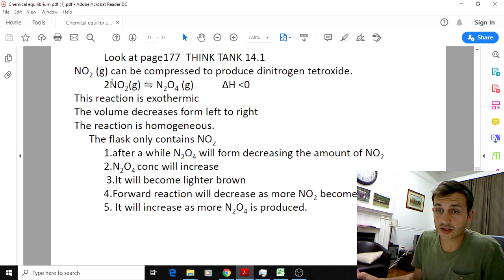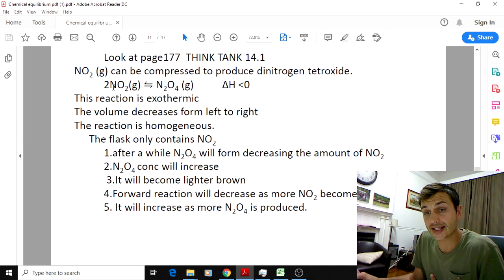So this flask, or closed system, contains only NO2, nitrogen dioxide. But the nitrogen dioxide reacts to form dinitrogen tetroxide. So you will start off with a brown substance in this flask, and then after a while the dinitrogen tetroxide will form, and that means the amount of nitrogen dioxide will decrease. Obviously it would have to, because the reactant is forming a product.